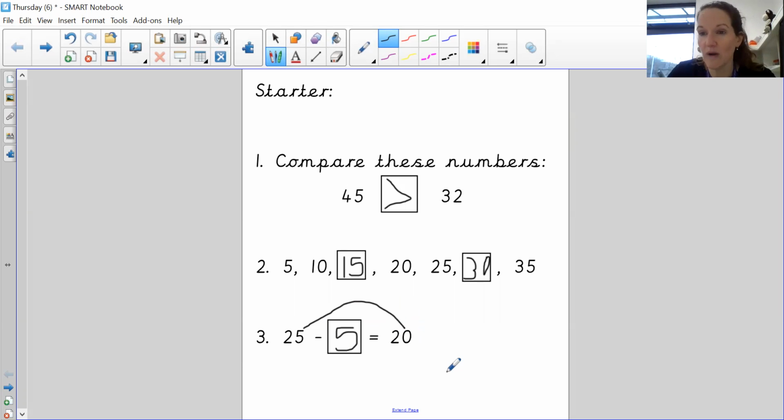Okay, so there's lots of different ways. You can do a part whole model. You can do tens frames. So give yourself a tick. If you've got it wrong, then write the correct answer in, okay?